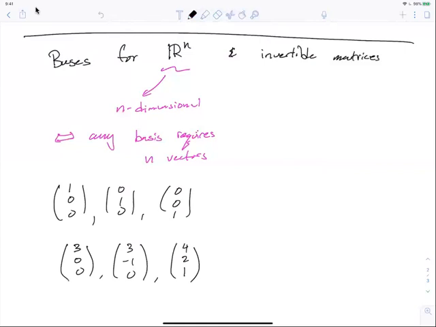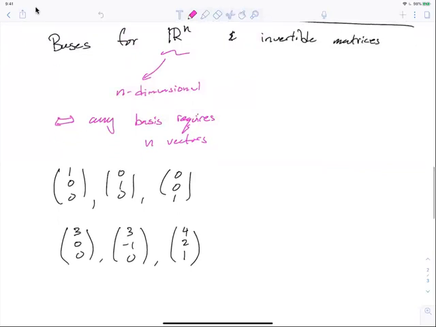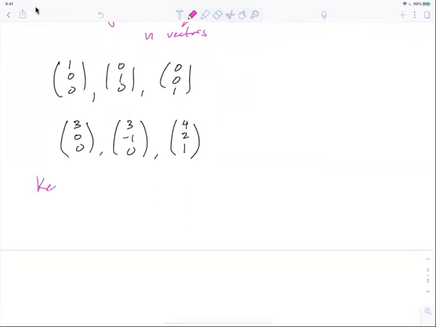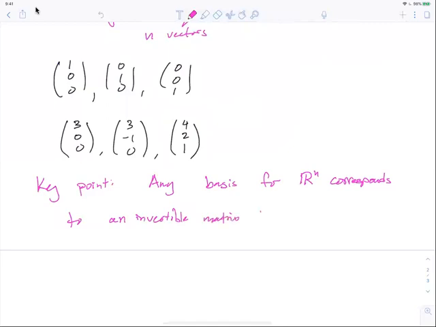And one of the key facts that we can get from the previous one, that every basis of Rn requires n vectors, what we can get with this is yet one more key point. And the key point is that any basis for Rn corresponds to an invertible matrix. And vice versa.